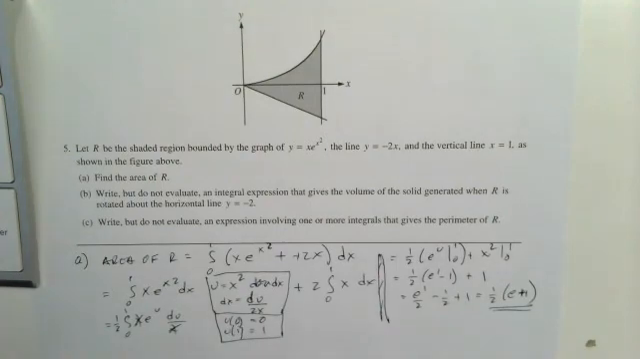Right, do not evaluate an integral expression for the volume of the solid generated. Yeah, this one kicked my butt. I won't lie and say it was easy. I don't think I would ever lie and say something like this was easy. It gives the volume of the solid generated when R is rotated about the horizontal line y equals -2.